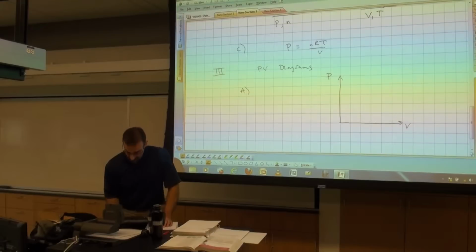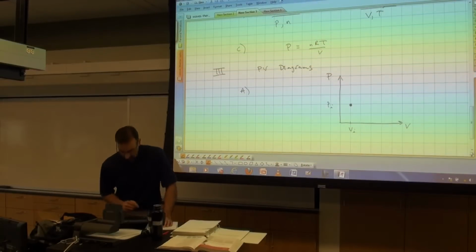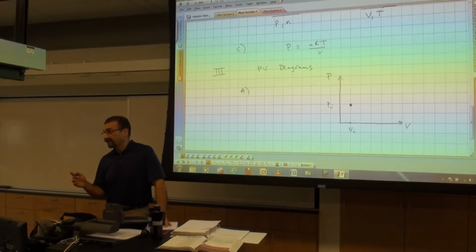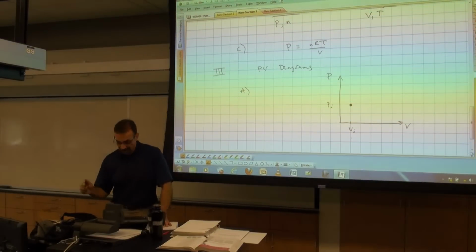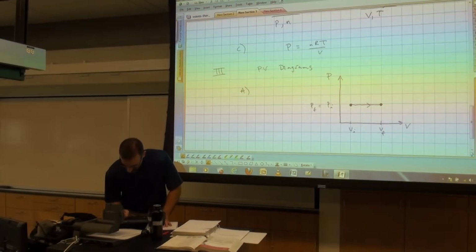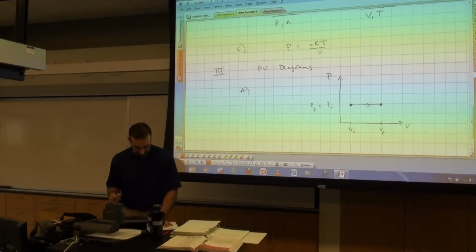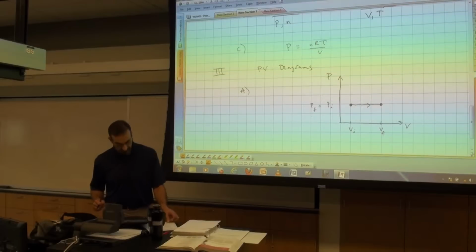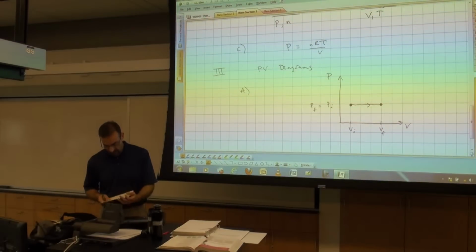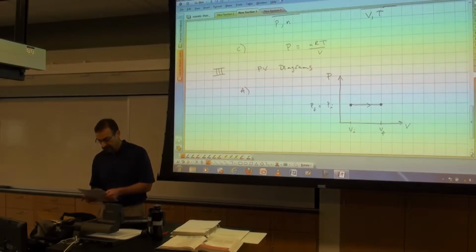So what do we get? It starts out at some initial pressure and some initial volume, and then what happened? The volume increased, and what happened to the pressure? Stayed the same. So at constant pressure, it changed to V final. Something like this. Horizontal line. Now they give us a PV curve with four states indicated. And what they want us to do is rank the temperatures of the gas in those four states from largest to smallest.